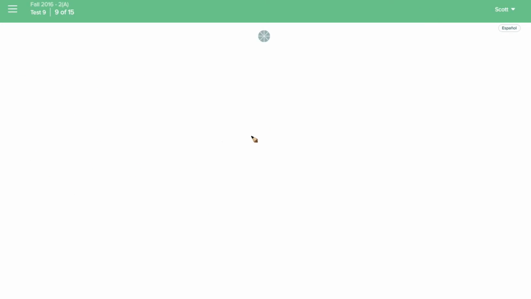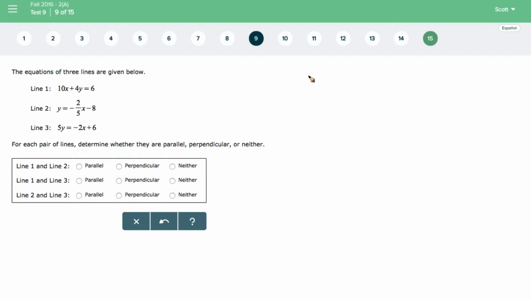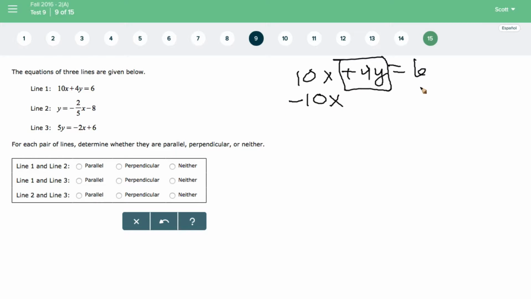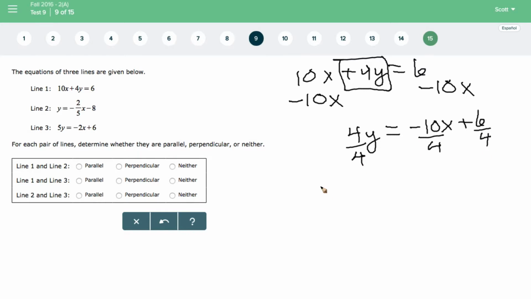And number 9 is almost exactly the same. Line 1 is in standard form, so 10x plus 4y equals 6. We're going to solve for y. So we're going to do the opposite of 10x, negative 10x. And we have 4y equals negative 10x plus 6. Can't combine them. Divide by 4, divide by 4, and divide by 4.